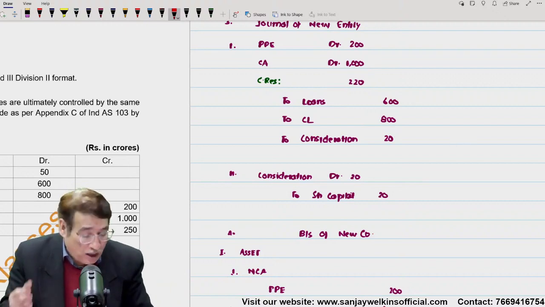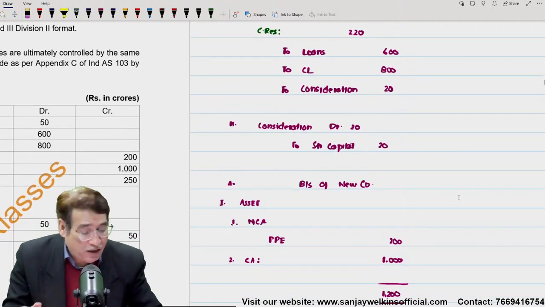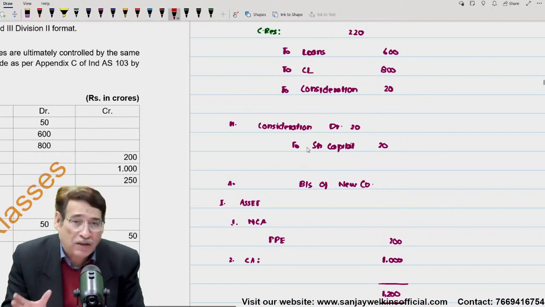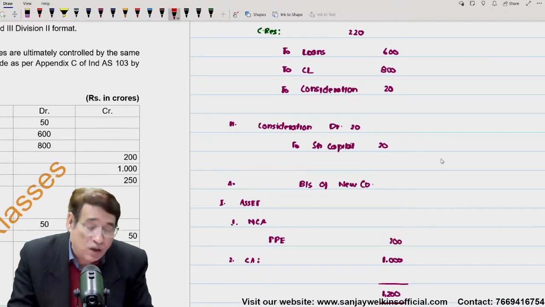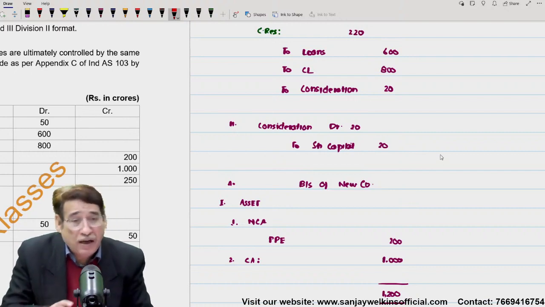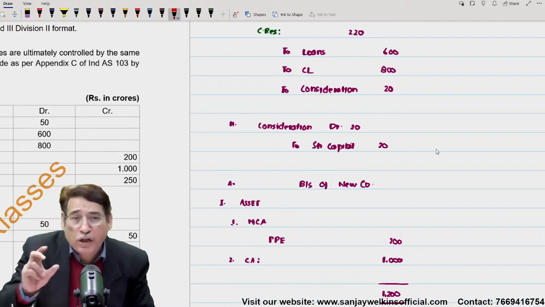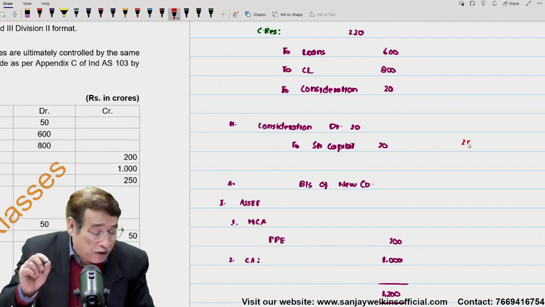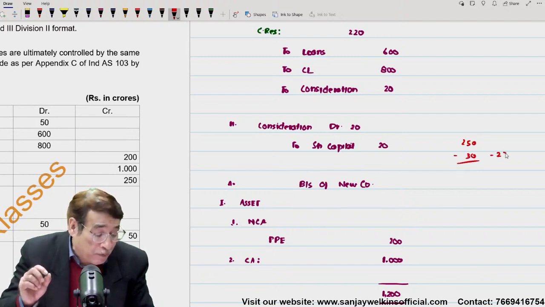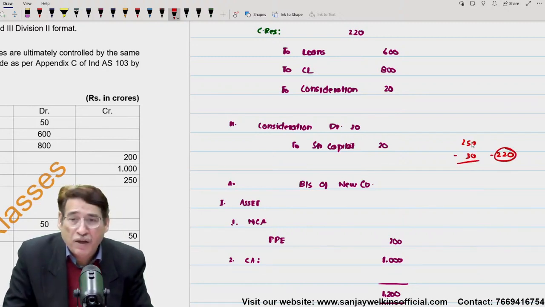Point I told you earlier: if I would have written here 50 lakh, then I would have passed the entry: consideration account debit 50 lakh, to share capital 20 lakh, to security premium 30 lakh. In that case, share premium would have appeared in the balance sheet and net equity would have been 250 capital reserve less security premium 30, still the negative amount would have been 220.